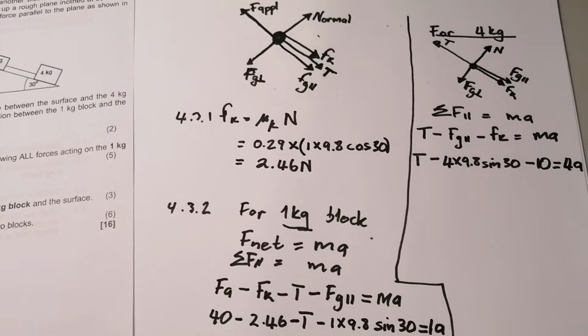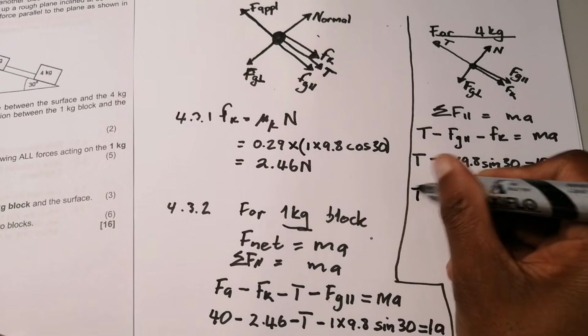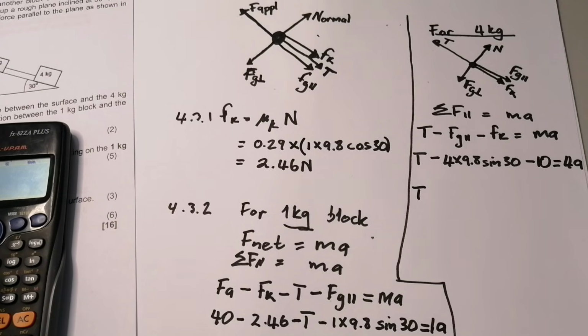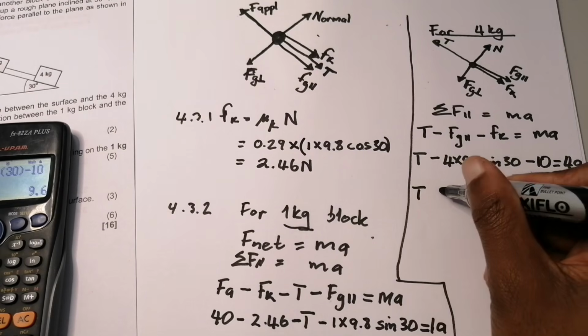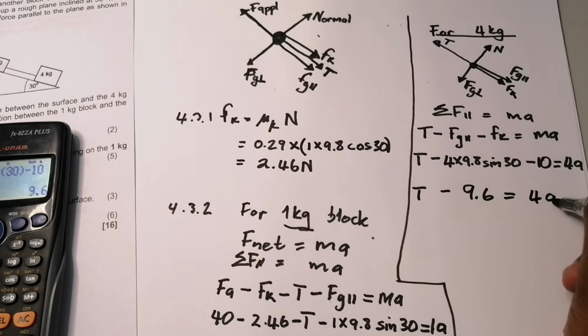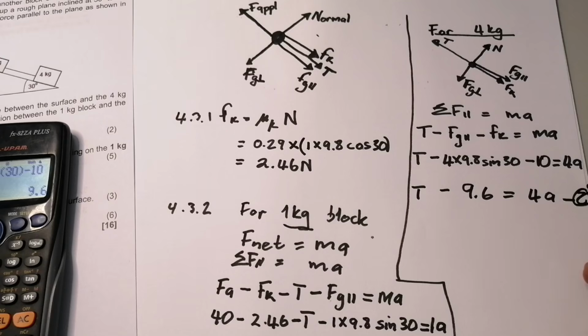Sorry, I'm just gonna have to squeeze it there, right? So that's T. Okay, so that's 4 times 9.8 sine 30, and minus 10. Okay, so I end up with T minus 9.6 is equals to 4A. Now this would be my equation 2, isn't it?